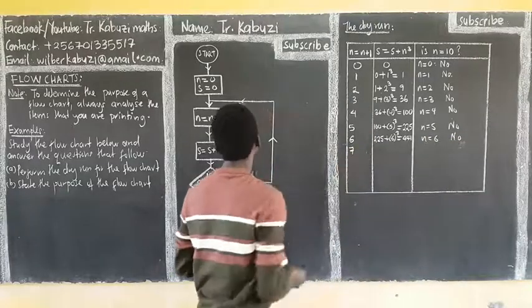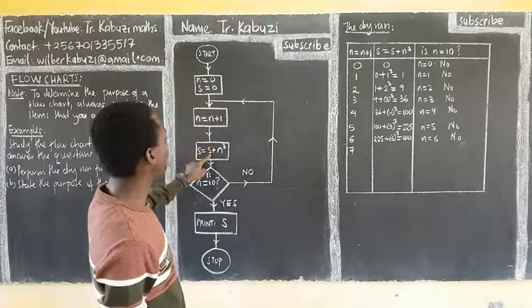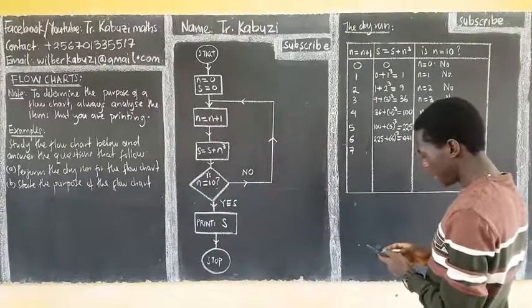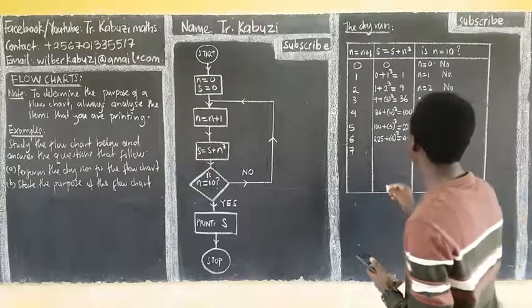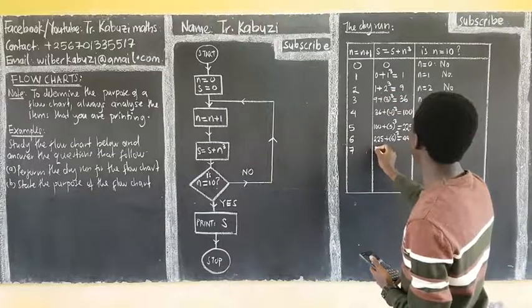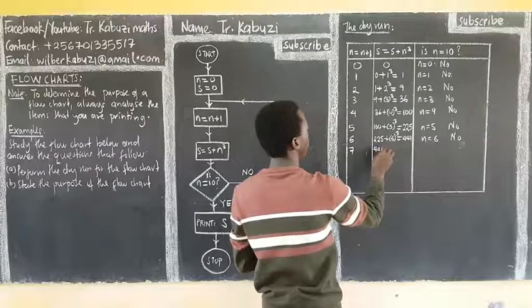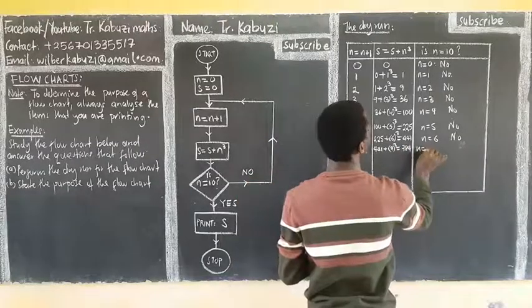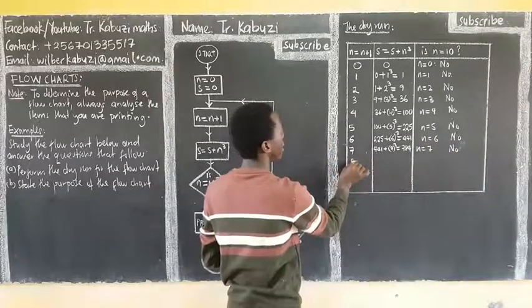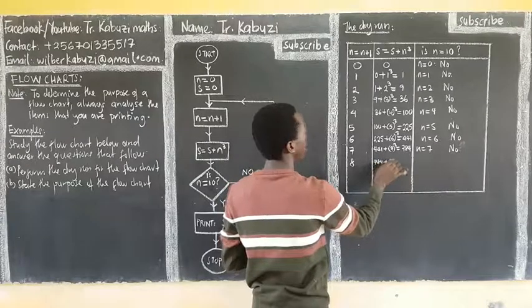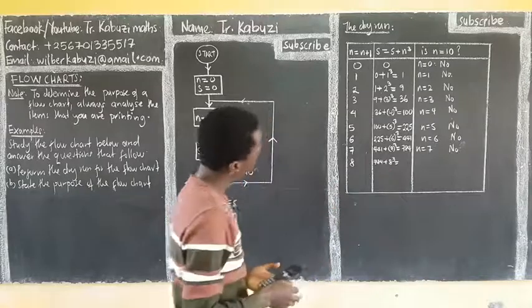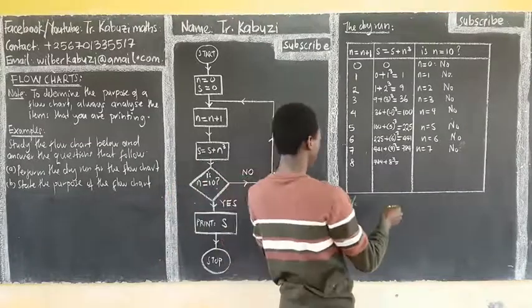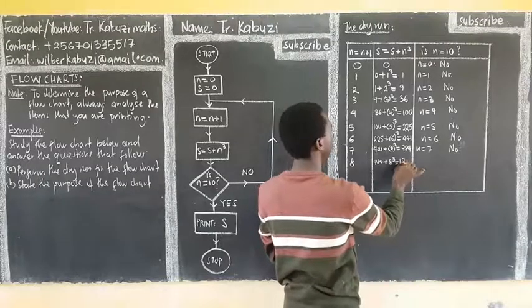What about now? We add a 1. If it's no, on the previous N, add a 1. Get S, the previous S, add N cubed. So when we get this now, plus 7 cubed. Now I'm skipping this because I think it's clear. I get 441 plus 7 cubed, and as I'm having, it's 784. My N is 7 and the answer is no. Add a 1, I get 8. We have now 784 plus 8 cubed, and you get 1296.